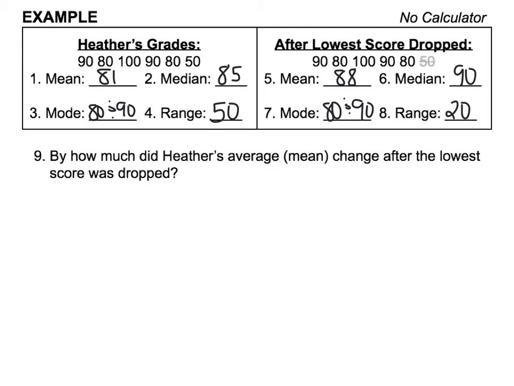Number 9 wants us to compare data. It asks, by how much did Heather's average change after the lowest score was dropped? Well, her average is her mean, so that's an 81 before the lowest score is dropped. And then after the lowest score is dropped, it's an 88. So it changed by 9 points.